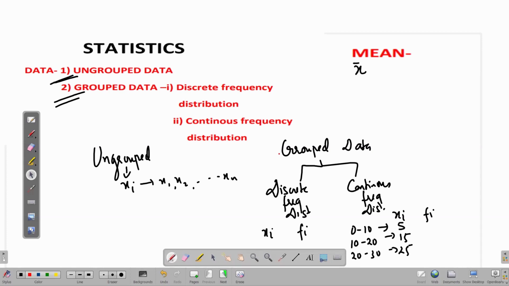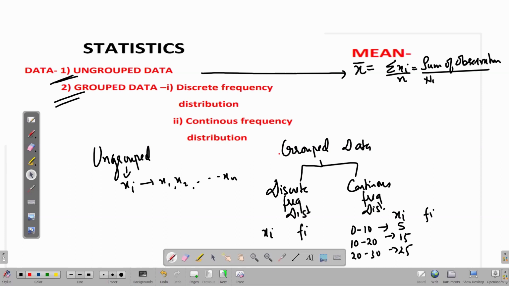is denoted by x bar, and for ungrouped data, mean is sigma xi upon n, where sigma xi means sum of the observations upon number of observations.